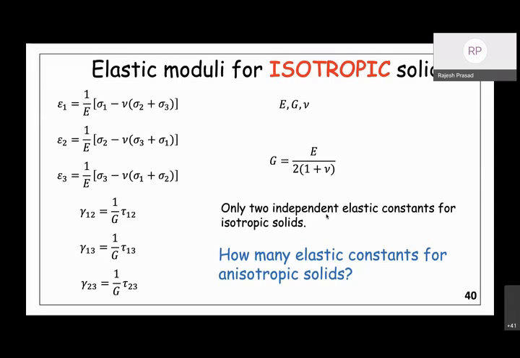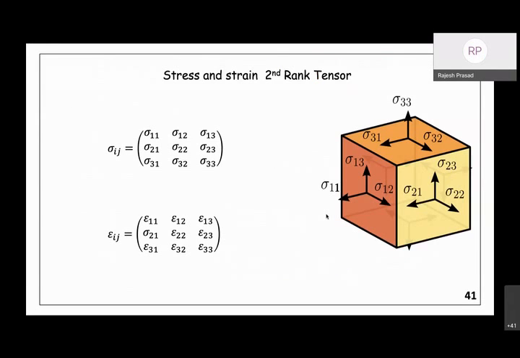You have already seen that the cubic crystal itself has different Young's modulus in different directions. So E itself will have several values, means there will be not just one E. There are several E's, several G's, and several Nu's. So this way of working out independent elastic constants will not work for an anisotropic solid. So we have to look at it a little bit more fundamentally as a relation between stress and strain.